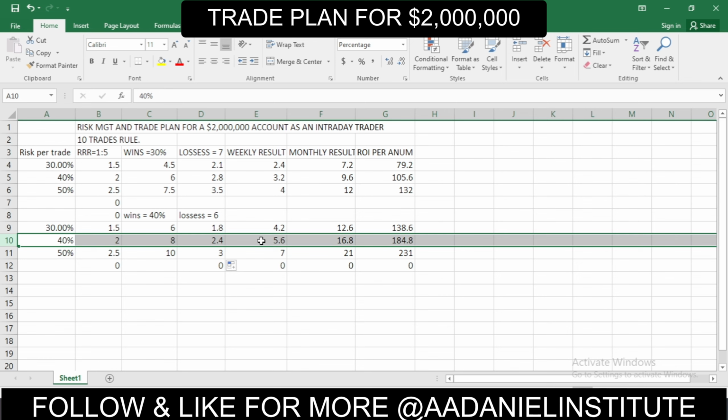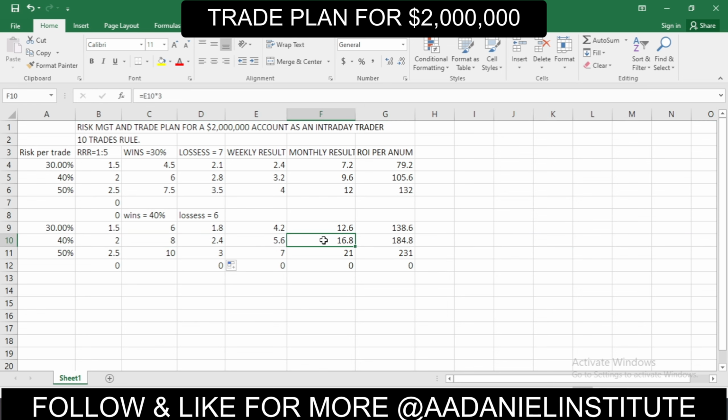Because of unforeseen circumstances, for our monthly result, let's take off 1 week. Let's say we were wrong 1 week, we didn't really have good trades, or there's a week whereby you had break even. Let's just give a week for allowances. So you have 16.8%. That is 5.6 times 3 to give you this. You can check the mathematics. So in a year, you are making 184% ROI on a $2 million account.